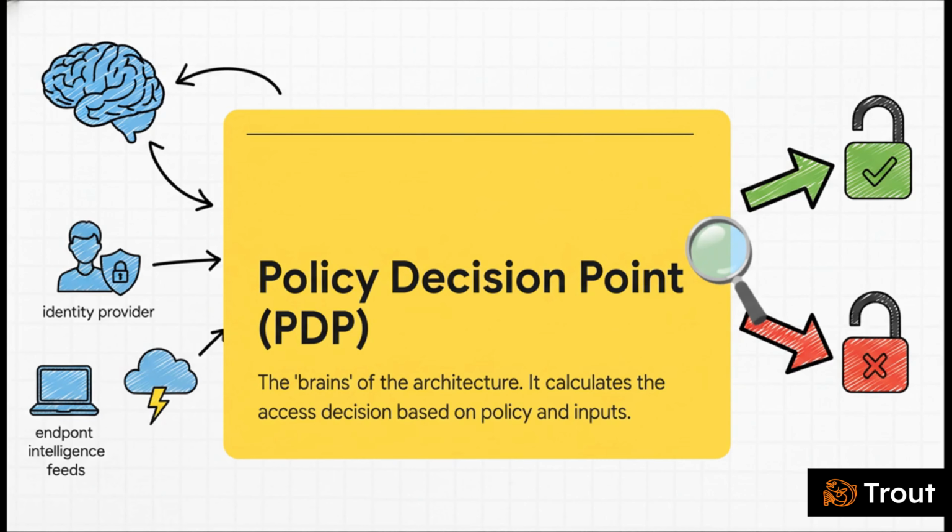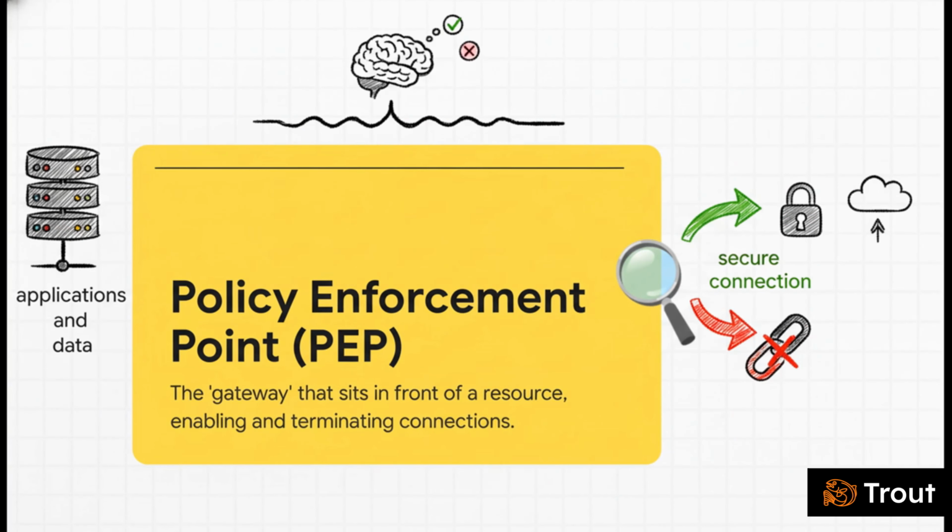It takes the access policies you've written and mixes them with all sorts of real-time data, info from your identity provider, your endpoint security tools, even threat intelligence feeds, to make a really smart, context-aware decision about that specific request. Then you have the PEP, the policy enforcement point. This is the muscle. You can think of it as a smart gateway or a proxy that sits right in front of your apps. It gets the yes or no verdict from the PDP and then does the work.